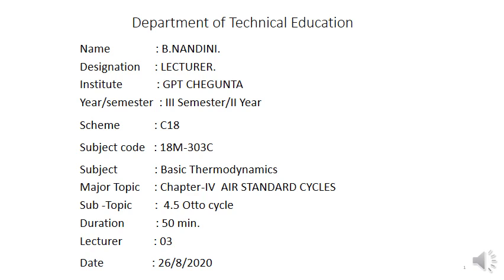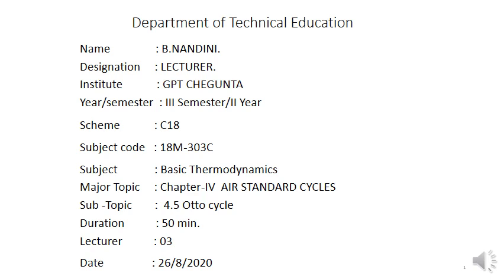On the completion of this class, you have to understand what are the processes involved in the Otto cycle, what are the assumptions made in the analysis of the Otto cycle, and how to draw the PV and the TS diagram. PV means the pressure and volume diagram and TS means the temperature and entropy diagram for the Otto cycle, and the working principle of an Otto cycle with the help of the PV and the TS diagram.